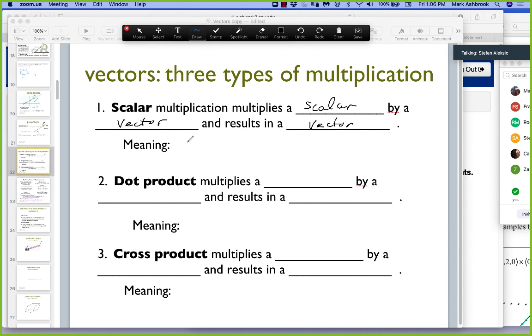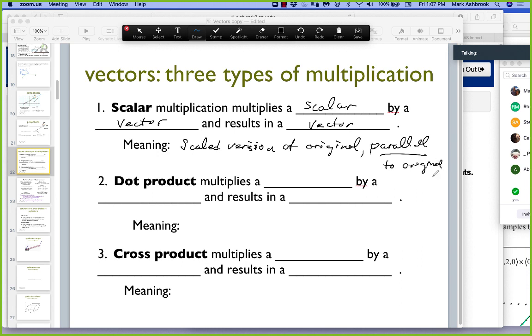It would be the same vector just made bigger. For example, if you multiply a vector by 2, and your vector components in i, j, and k are, say, 1, 2, 3, multiplied by 2 would be 2, 4, 6. So that's a scaled version of the original vector. Maybe it's magnified or maybe it's shrunk. And is it going to be in the same direction as the vector? If the scalar is positive, it's truly in the same direction. If the scalar is negative, it flips the direction the other way. So in both cases, for sure it's parallel. So we can always say: a scaled version of the original, parallel to the original.